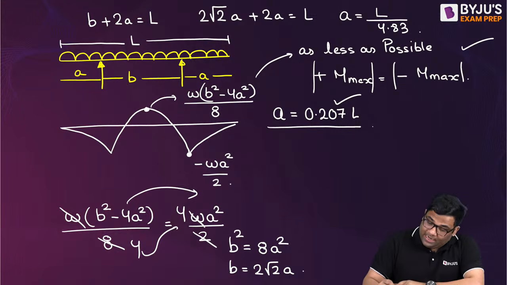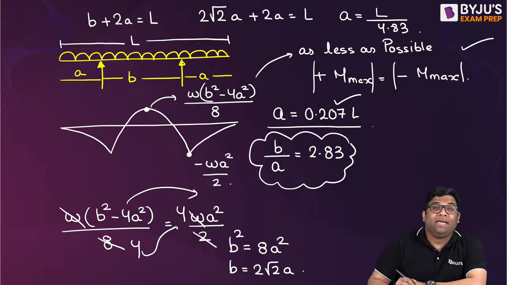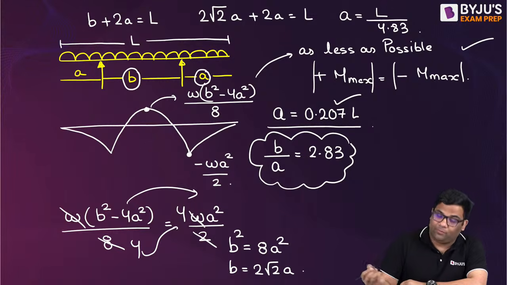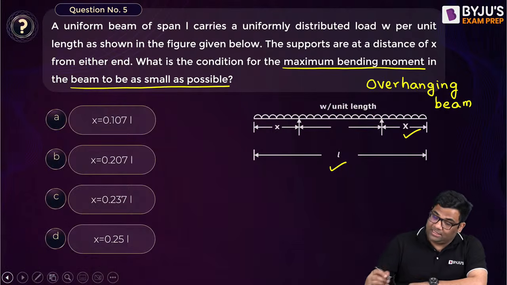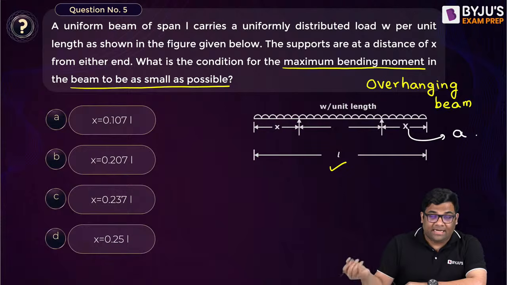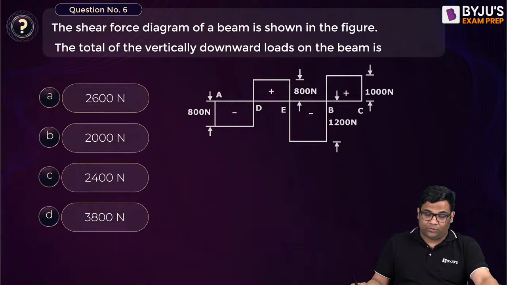And here b by a is 2.83. Sometimes they ask this: what is b by a? The ratio of the distance between the supports and the overhanging portion. This also sometimes they ask in the examination. So as per this, x is that a, the overhanging portion, so x is equal to 0.207 L. Understood? Very good. Go to the next question.